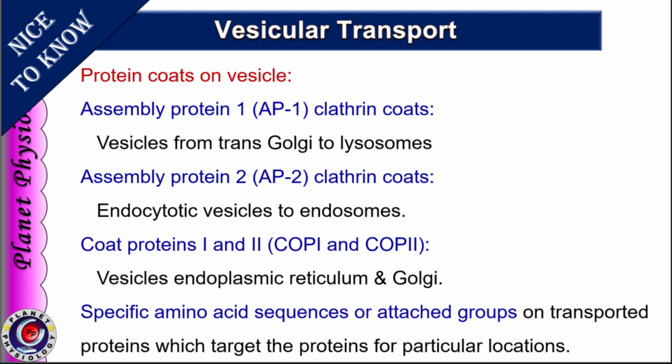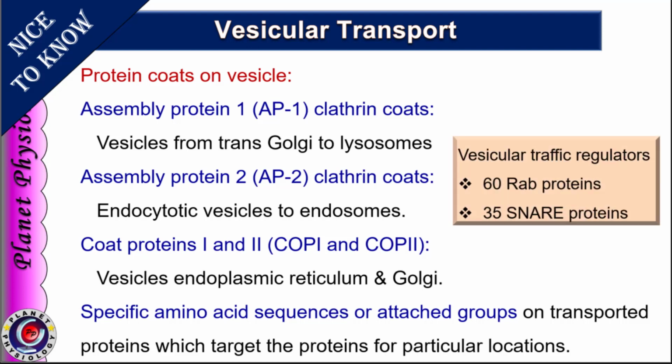Vesicles that transport between endoplasmic reticulum and the Golgi, they have coat proteins 1 and 2. Also, there are certain amino acid sequences or attached group on the transported proteins which target the proteins and hence vesicles for the particular locations. RAB family proteins are small G proteins. They guide and facilitate orderly attachment of these vesicles. Humans have shown to have 60 RAB proteins and 35 SNARE protein types to regulate vesicular traffic.